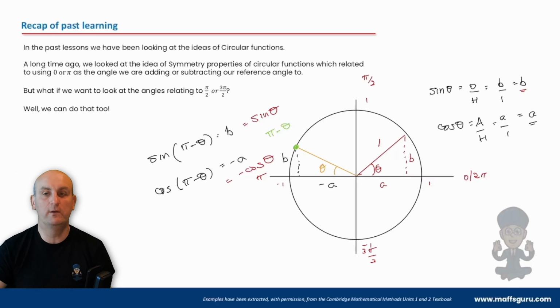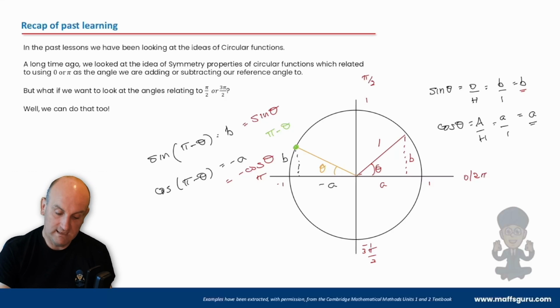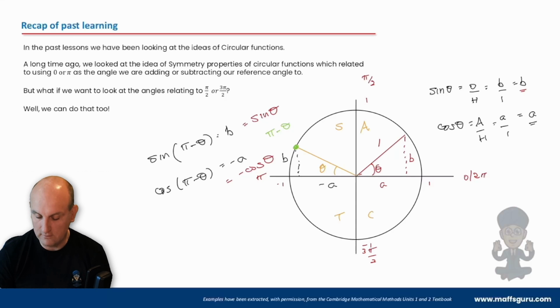And we started to build up all of these symmetry properties that in their entirety led to the idea that all angles there were going to be positive, only the sine values there were going to be positive, and tan and cosine would be positive there.